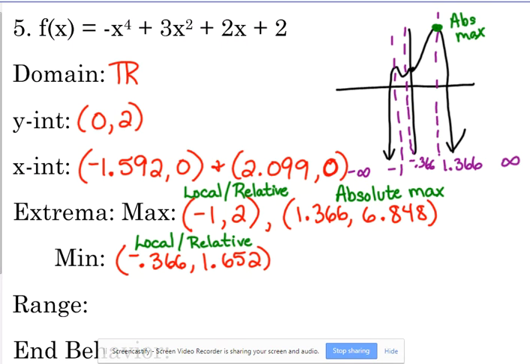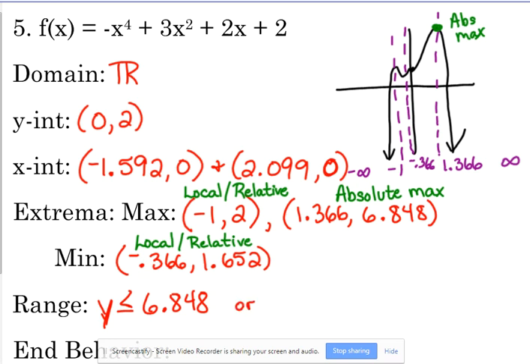Speaking of, that leads us into the range. Okay, our range here, since that's a maximum, all of our y values are less than or equal to the y value of our absolute maximum. All of our y values are less than or equal to the y value of our absolute maximum, 6.848.